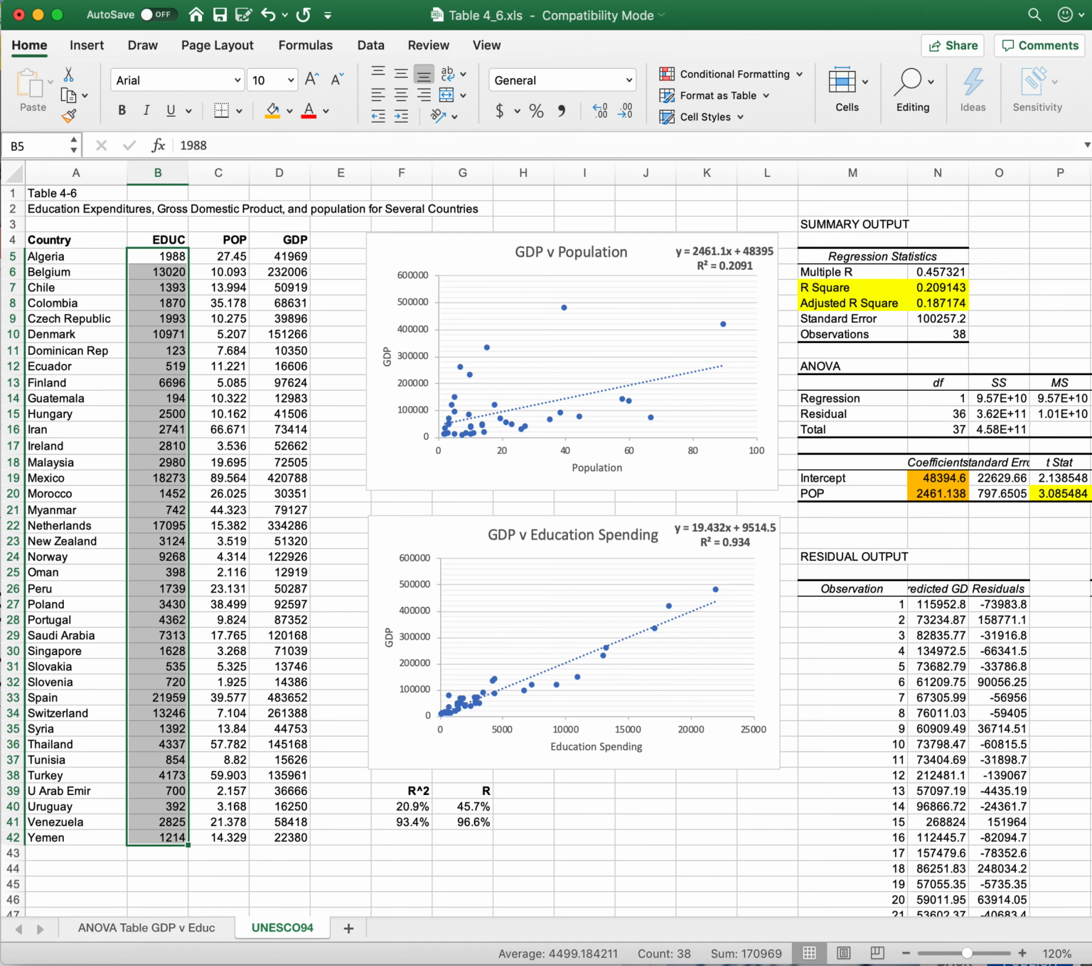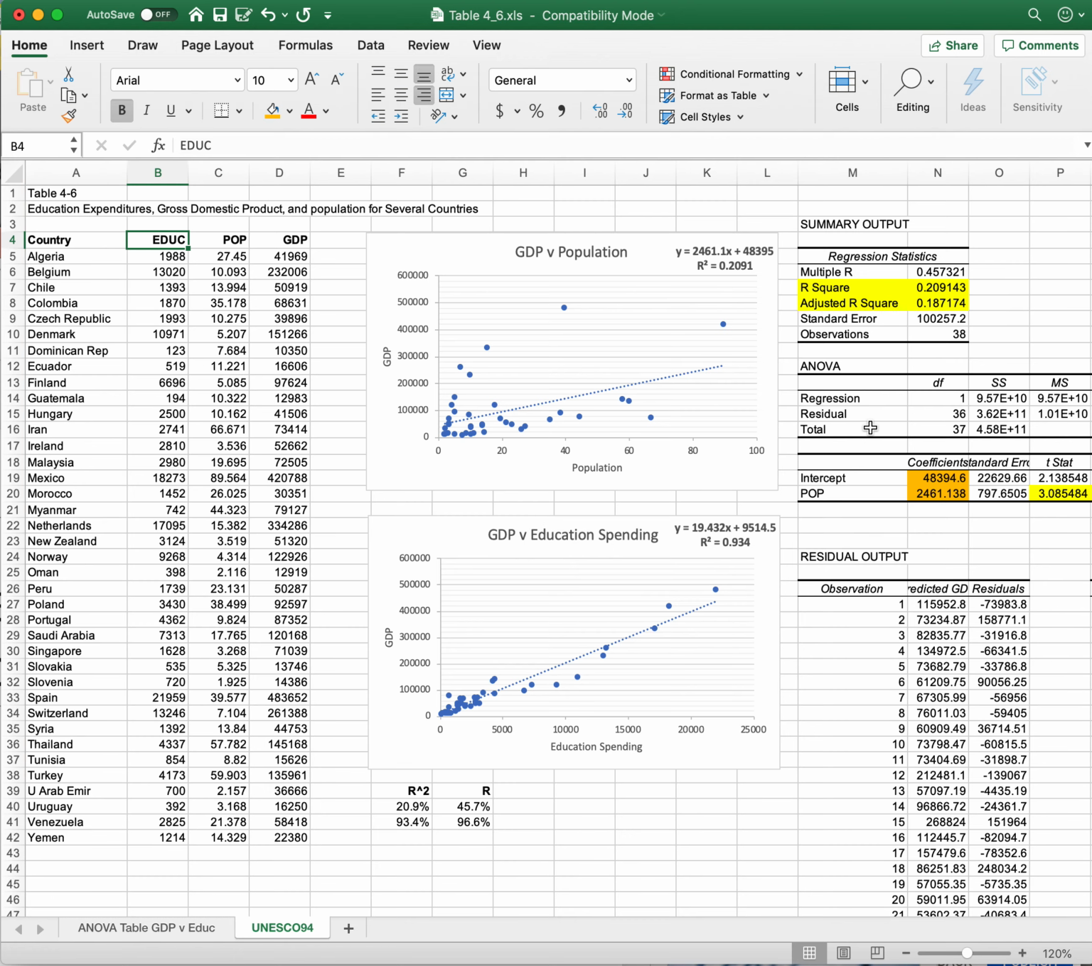Hello, this is Professor Gavor again, and we're continuing on with this model that we've been using, trying to use education or population to predict GDP. And we did the simple linear regression in the first two videos, one just using a graphical method that's the easiest and quickest way to do it in Excel.